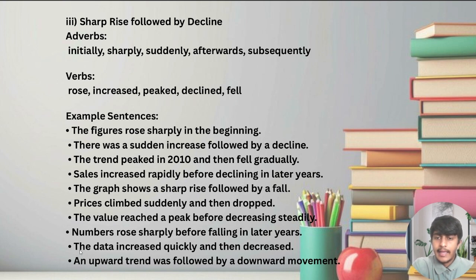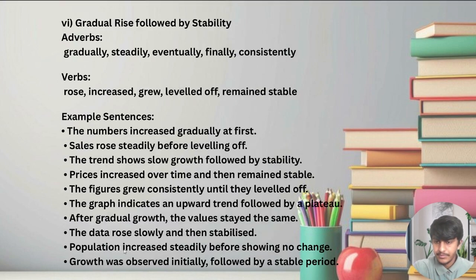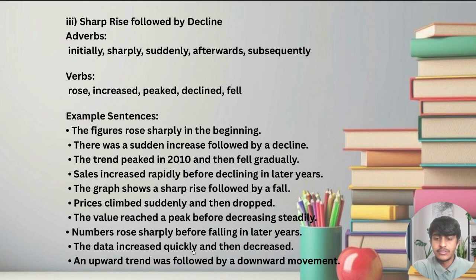Number 7, not 9, 8. The number rose sharply before falling in later years. This sentence shows the contrast between early and later period. Now the data increased quickly and decreased. This is a simple sentence describing complete trend movement. An upward trend was followed by downward movement. This sentence is best used in the overview.